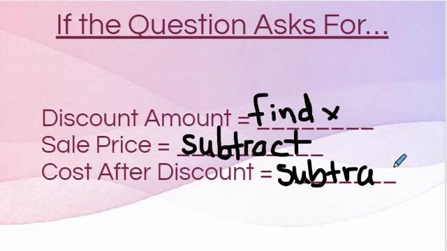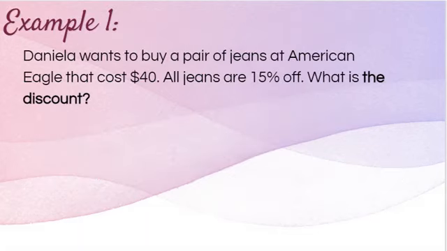So really, if the question says, how much is your discount, you're finding X. But if it says the sale price, subtract. That's how I remember, they both start with S. Or the cost after discount, subtract. So why don't you jot those 3 bullet points down as well? You can pause the video if you need some more time to write. Okay, and we'll go ahead and dive into our first example.